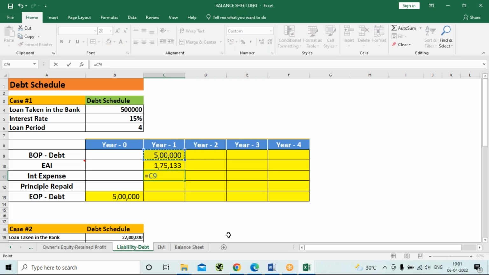So equals to that year's opening balance into the percentage, that is 15%. So 75,000. So equals to EMI minus interest expense. So this will become the principal repaid, and the end of period debt value will be equals to the opening balance minus the principal repaid.